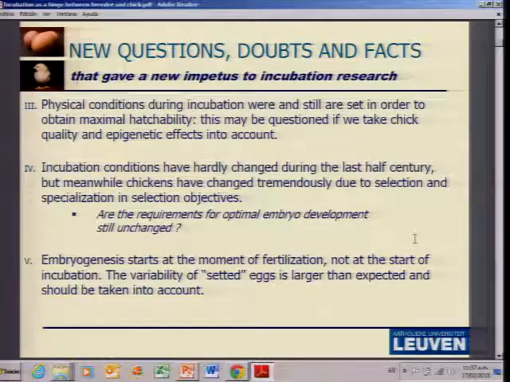A third question is that physical conditions during incubation, they were and still are set in order to obtain a maximal hatchability. But it may be questioned if that is enough. Is it enough? Are we satisfied with maximal hatchability? Or do we also want to have not just a high hatchability, but a high chick quality? And do they go together or not?